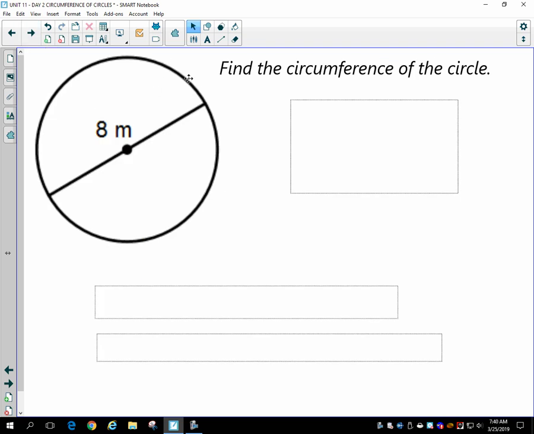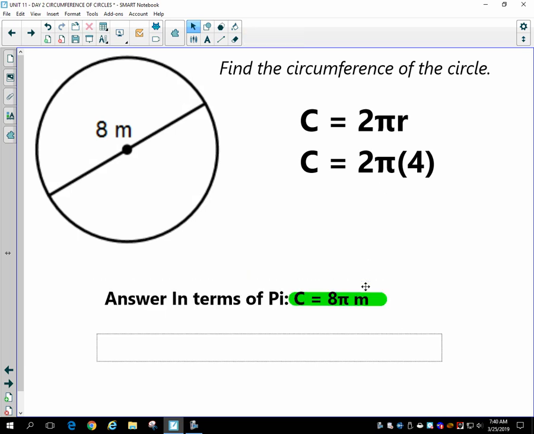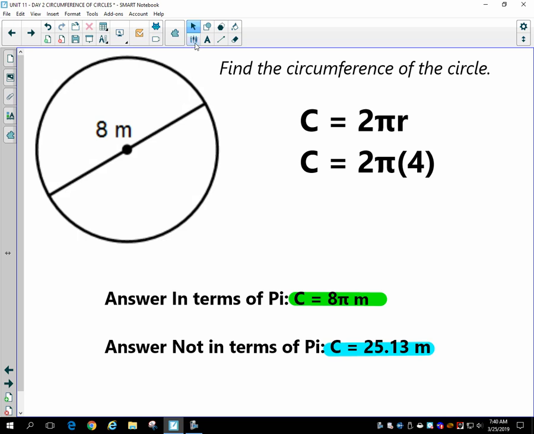Let me do another one. This time I get the diameter, and so I can just cut that in half. The diameter is 8, so my radius is 4. So the circumference of my circle in terms of pi is 8 pi meters. Not in terms of pi, it's 25.13 meters. Again, if I were to jump in a car right here and drive all the way around the circle back to where I started, it would be about a 25.13 meter drive.